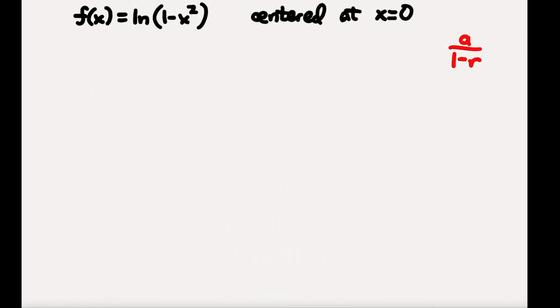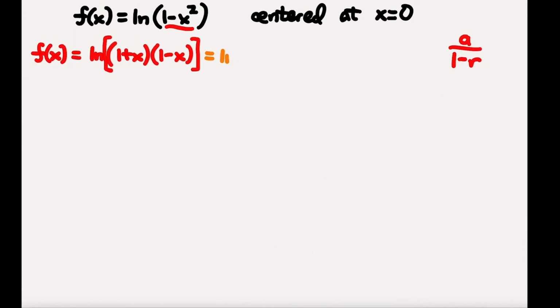So the first thing I'm going to do is rewrite f of x in the following way. You basically have ln of x plus 1 times 1 minus x, because I just factored 1 minus x squared. Now from here, I'm going to use my log rules to break up that logarithm into ln of 1 plus x plus ln of 1 minus x. Again, the whole goal is to figure out how to get it to look like this.